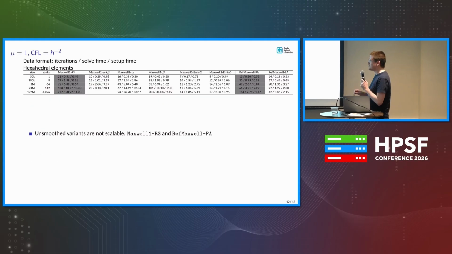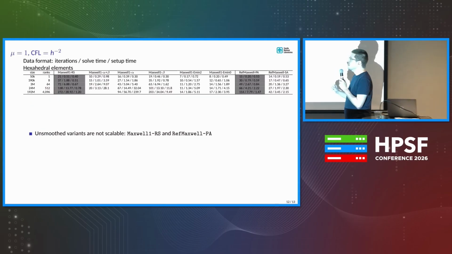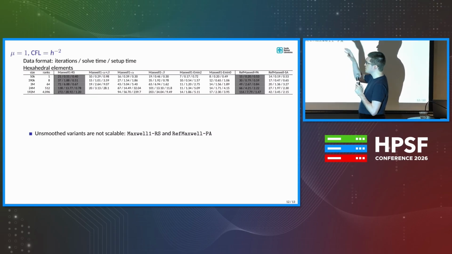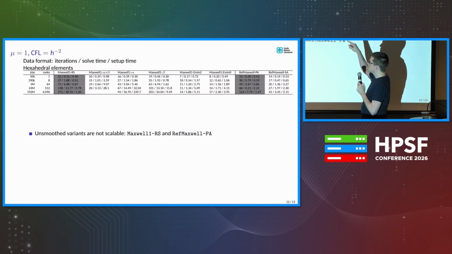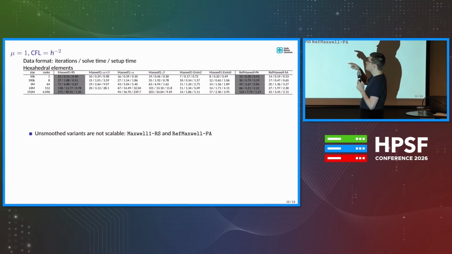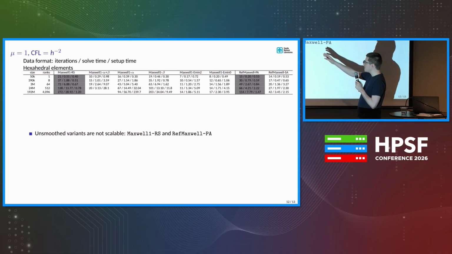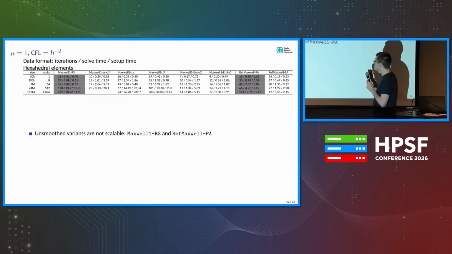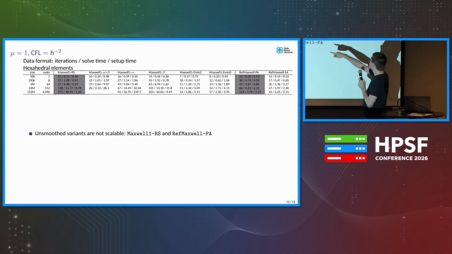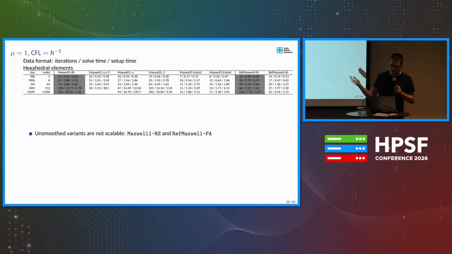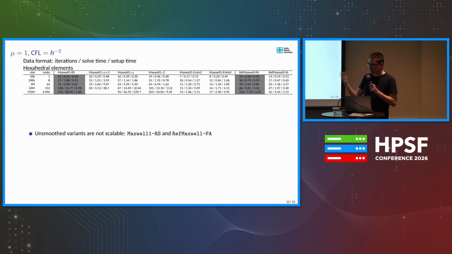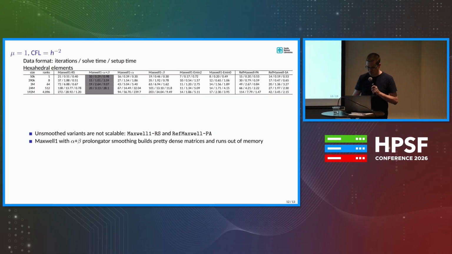All right, I'll try to step through some of the results. So this is for hexahedral elements, and this is a weak scaling study. And in each of these little boxes, I'm recording the number of iterations, the solve time, and the setup time. So the first observation is that these unsmoothed variants, Maxwell 1 Reitzinger-Schöbel and the unsmoothed ref Maxwell, the one that I highlight, are not scalable. We can exclude them already from our consideration pretty quickly.